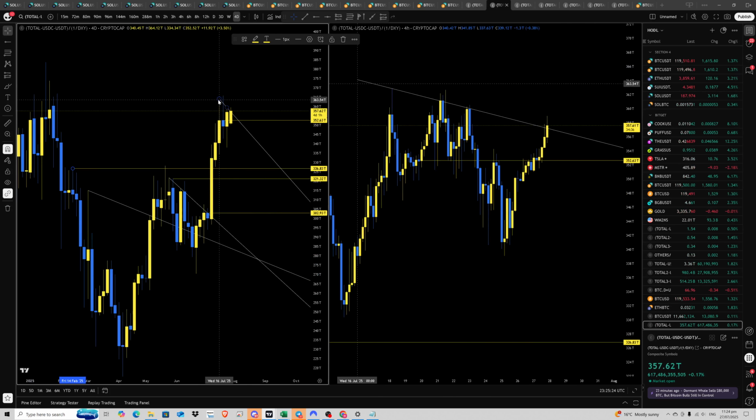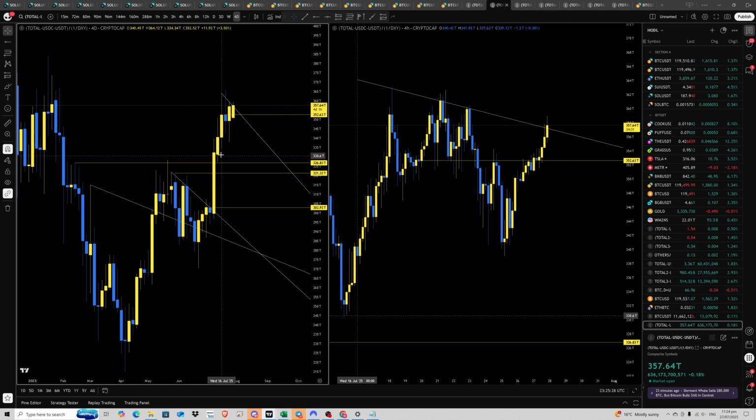Coming through here, as you can see, we're playing with 4-day resistance. These are all things that can basically create a retrace in the market. Sorry about all the notifications.